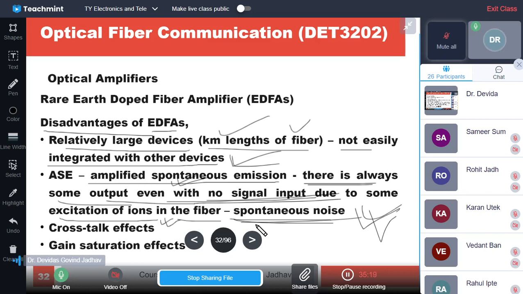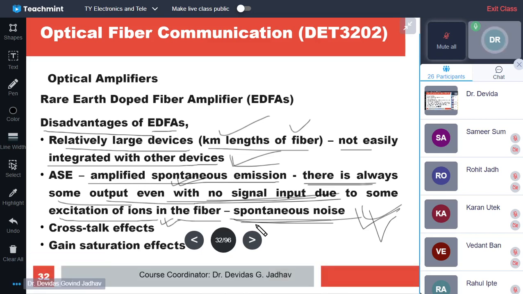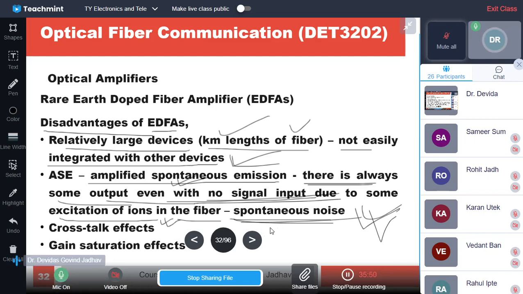A relatively large device, that is length in kilometers, not easily integrated with other devices. Second is amplified spontaneous emission, ASE, is observed, and there is always some output with no input signal, which is called ASE. Due to some excitation of the ions in the fiber, it is spontaneous emission. There is a crosstalk effect observed, and there is a gain saturation effect. After a certain level of pumping, the gain will not increase.